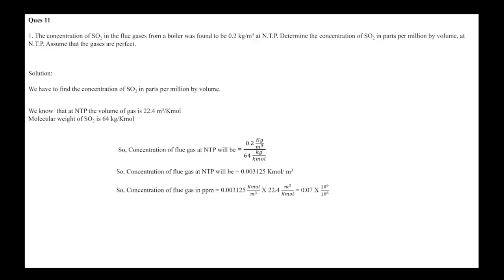Now the final answer we will get is 7000 ppm. This 10 to the power 6 will be multiplied with 0.07, that will give 7000, and this 10 to the power 6 in the denominator we will call as million. So 7000 parts per million will be the final concentration. Okay.